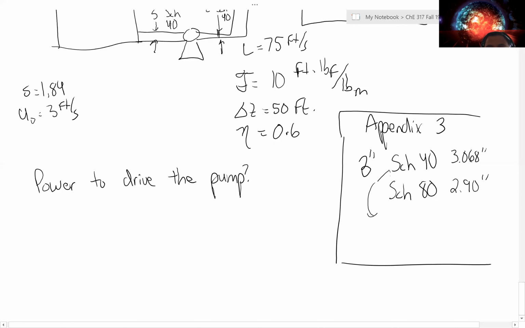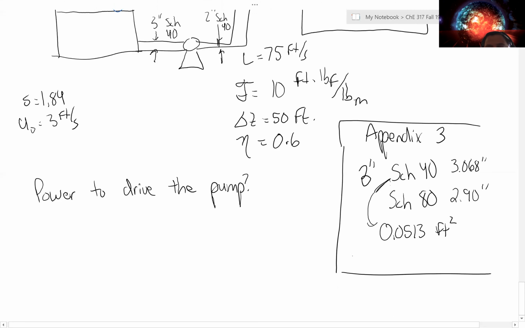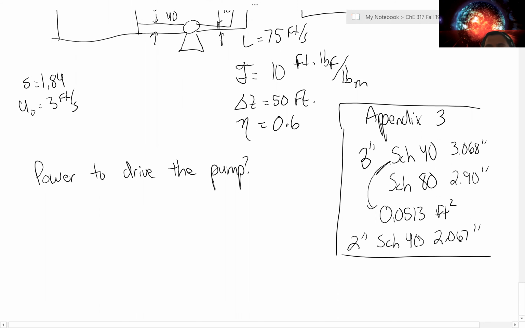0.0513. So that's for schedule. 0.0513 feet squared is the cross-sectional area. The other pipe schedule it gave us in the problem was a 2-inch Schedule 40, which across the diameter is 2.067 inches. And for this one, the cross-sectional area as provided is 0.0223 square feet.